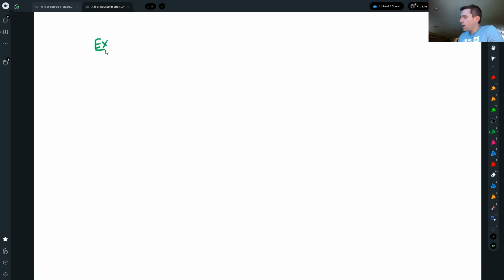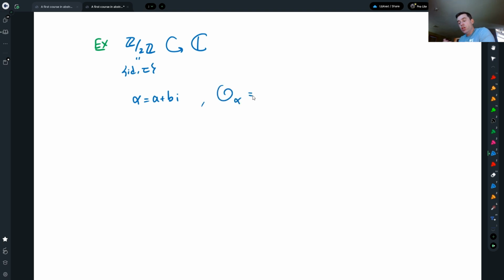Here's another example of an action we saw. We were looking at Z modulo 2, which was just the identity and tau, complex conjugation, acting on the complex numbers. And then what we saw is that there are 2 types of orbits. So if alpha is a plus bi, then the orbit of alpha, the numbers that are G equivalent to alpha, is itself and its complex conjugate. There's nothing else that this action does.